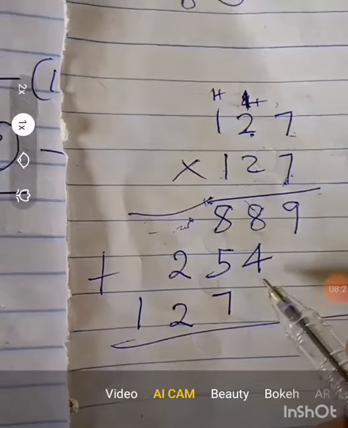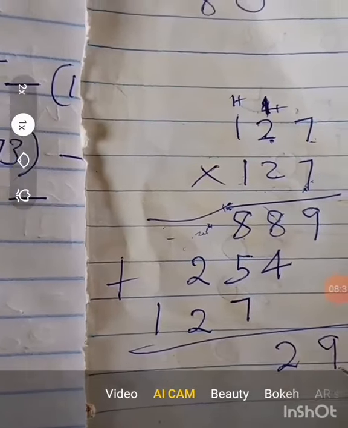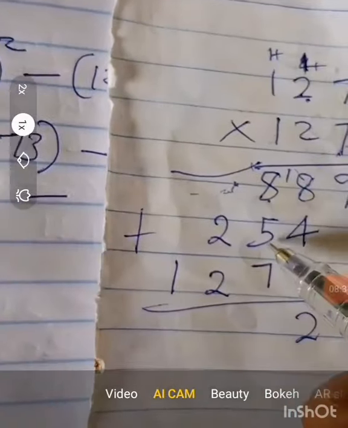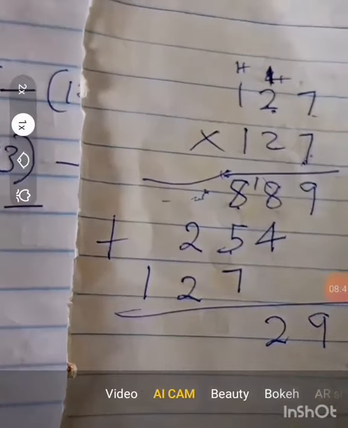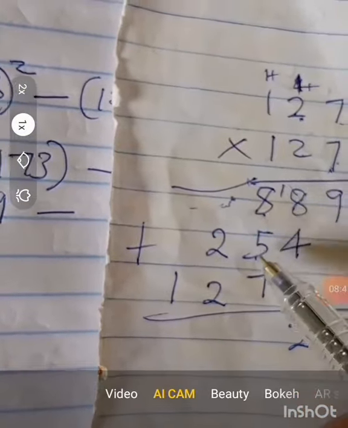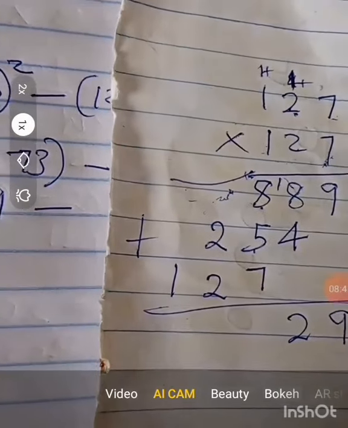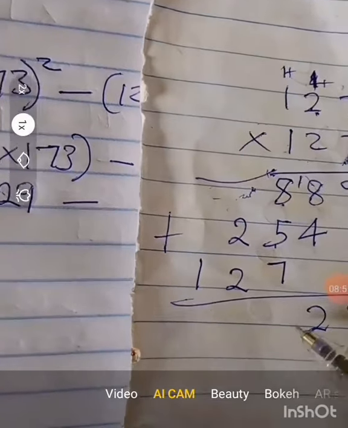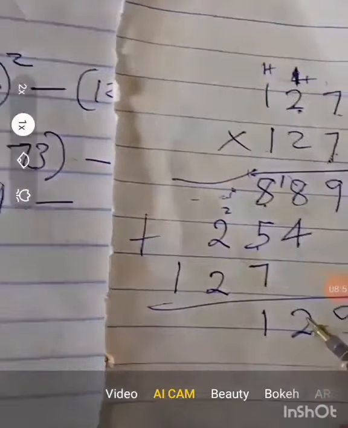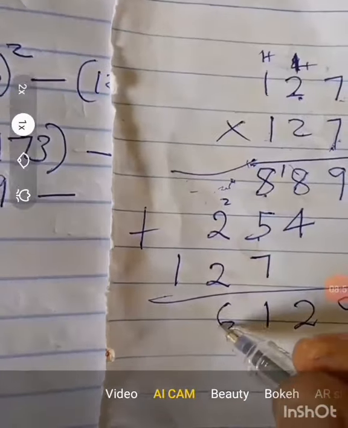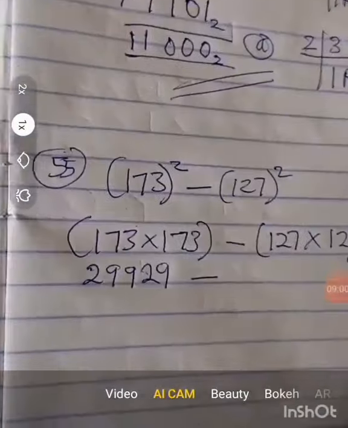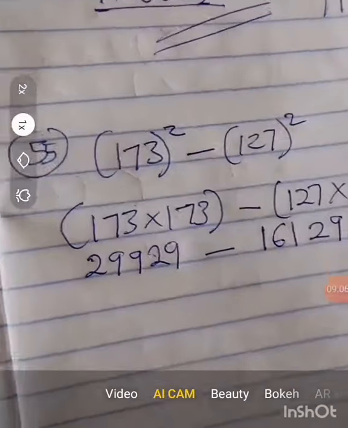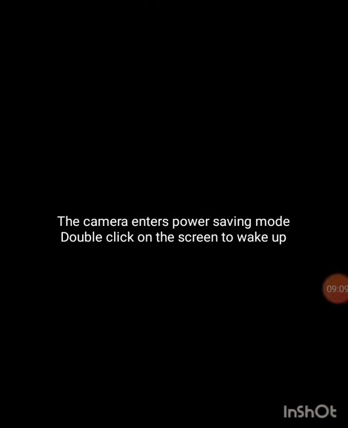9. 8 plus 4, we have 12. Keep 2, carry 1. 1 plus 8, we have 9. 9 plus 5, we have 14. 14 plus 7, we have 21. So I'm going to drop 1. I'll carry my 2 over to this side. So 2 plus 2 plus 2, we have 6. Bring down our 1. So we have 16129.